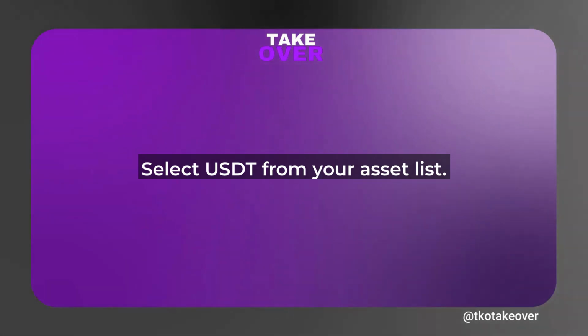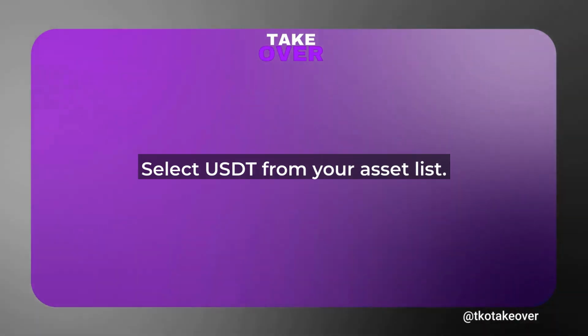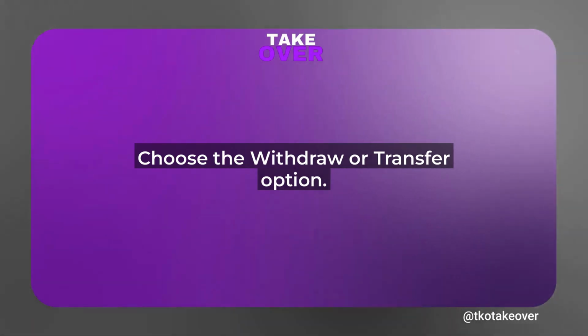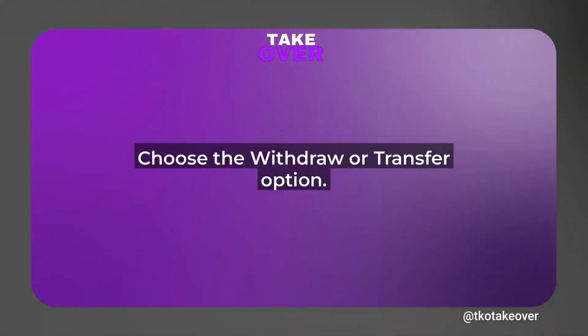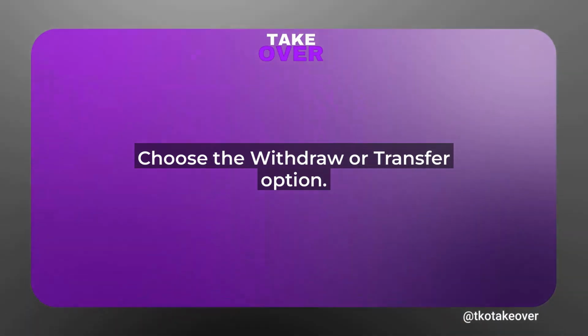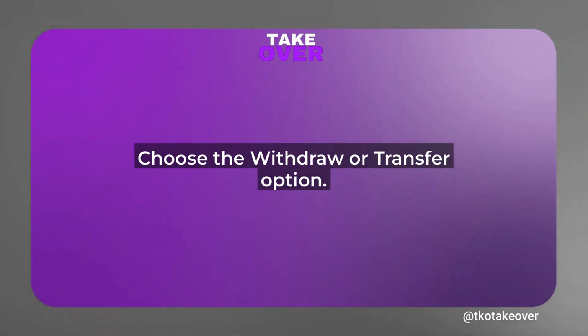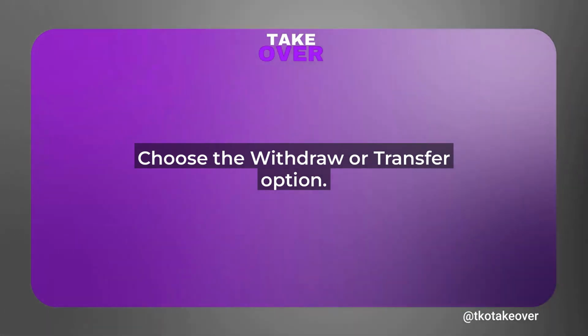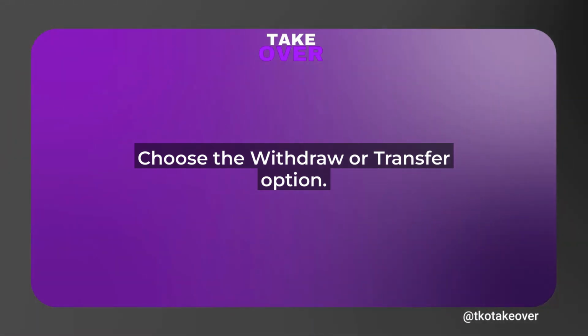Step 2. Navigate to the Wallet section. You can find this in the main menu at the top of the page or in the app's sidebar. This is where all your assets are managed. Step 3. Locate USDT in your wallet. It might be under Spot Wallet or Funding Wallet, depending on where you hold it. Click on USDT to select it.